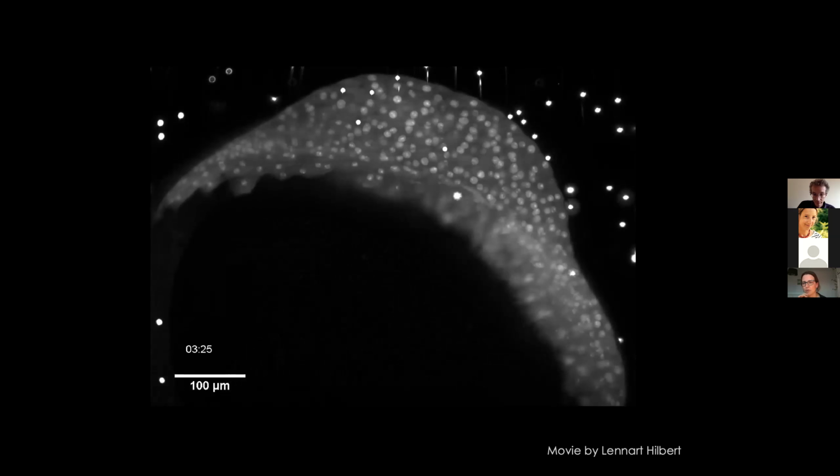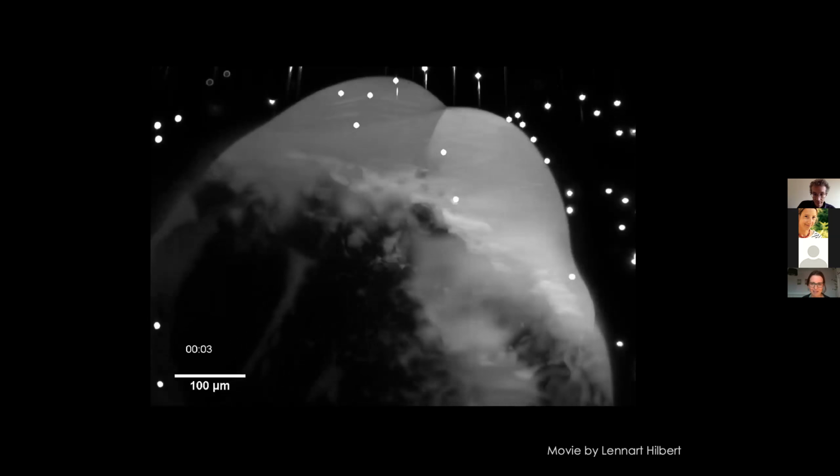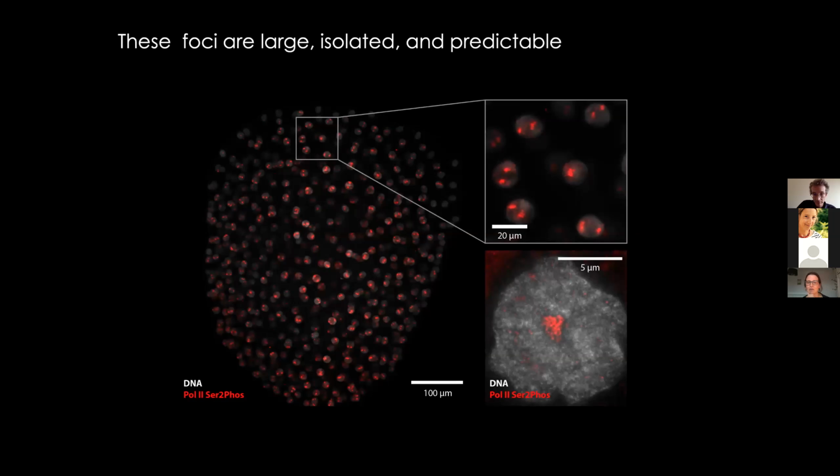So we were really blown away by this when we saw it first. We had no idea there was such a spatial aspect to the beginning of transcription during genome activation, although we've looked at this for many years. Here you see a still of the same. So we're looking on top of the zebrafish embryo now, and now transcriptional activity is indicated in red and DNA in white.